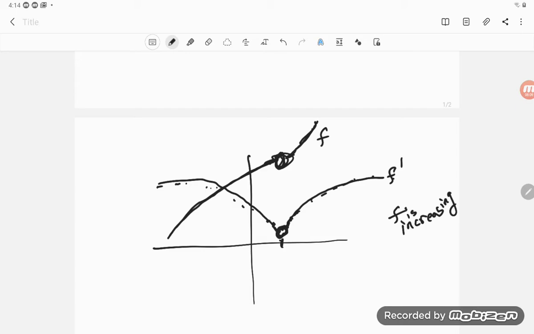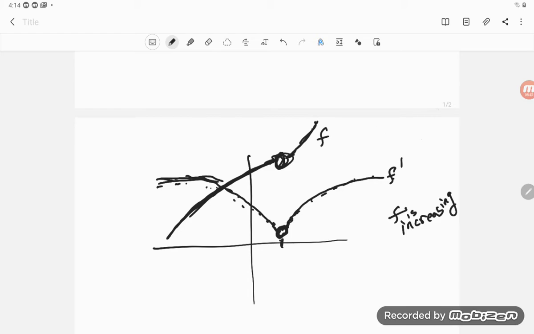Now, f double prime, well, it appears here that this is concave down, and so f double prime should be negative. Well, the slopes here are negative, or at least I tried to make them that way. And so that would also say the derivative of this function, f prime, should have negative values. And then it's undefined here.